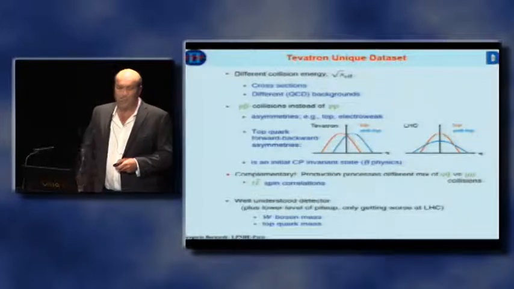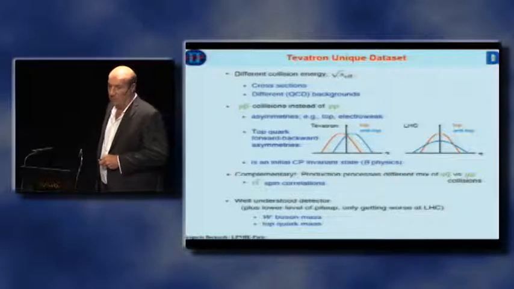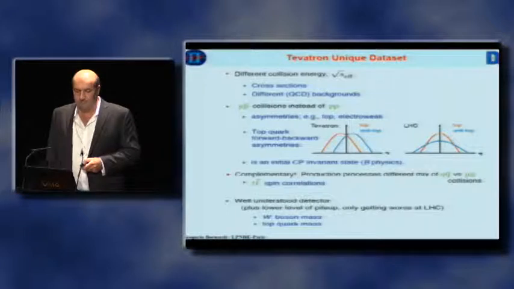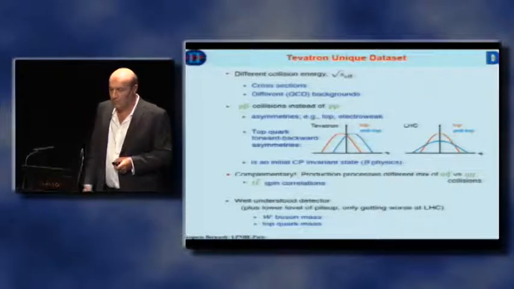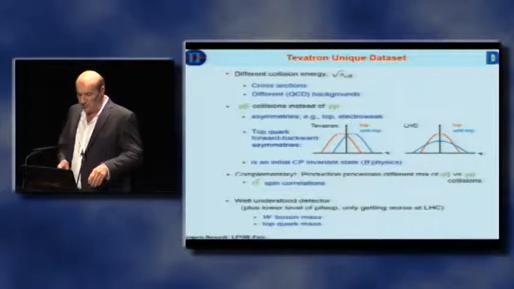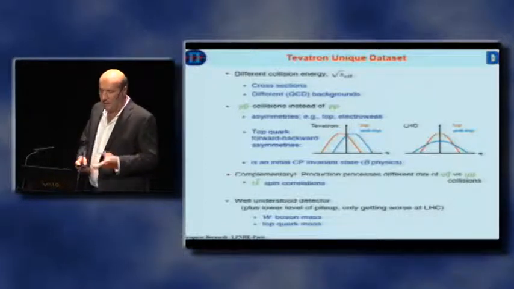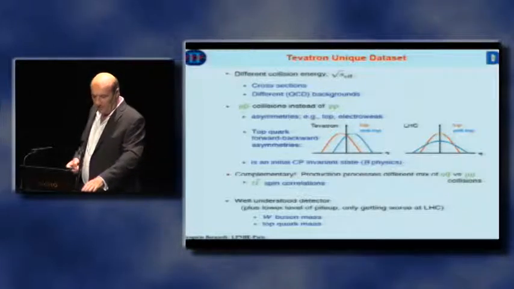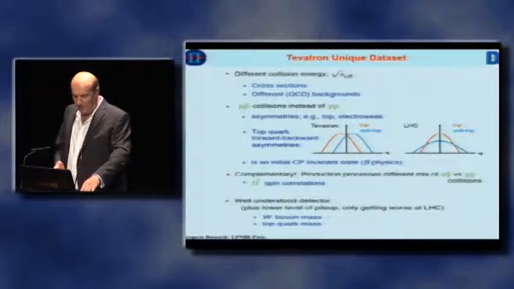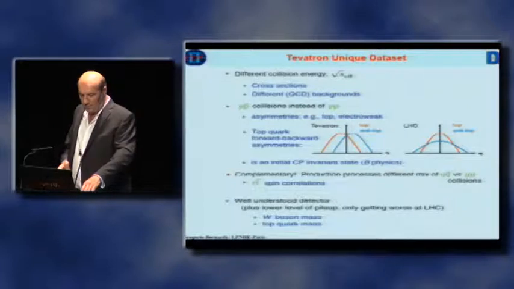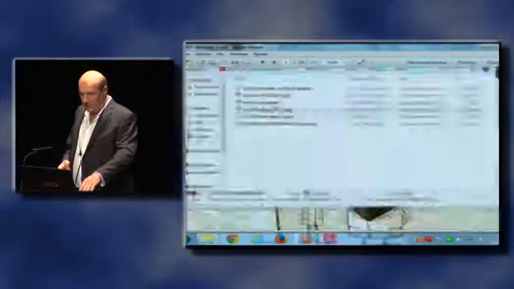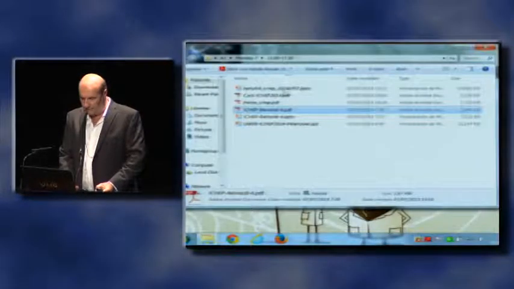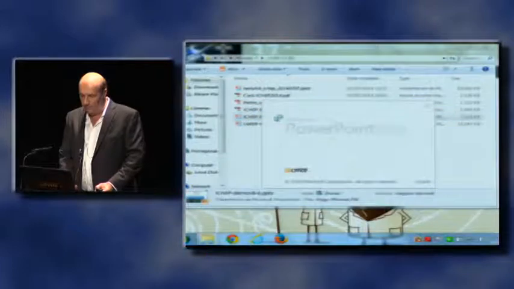There is another important aspect, the initial CP invariant state, which also has features that can be exploited in B physics. And there are complementary processes, a different mix of q-qbar versus gluon-gluon collisions, and this makes a difference in t-tbar spin correlations. We have a well-understood detector, and this shows that indeed we can do precise measurements of the W boson and top quark mass. At this moment I will switch, because I think this PDF is not high quality. I'll switch to this one.